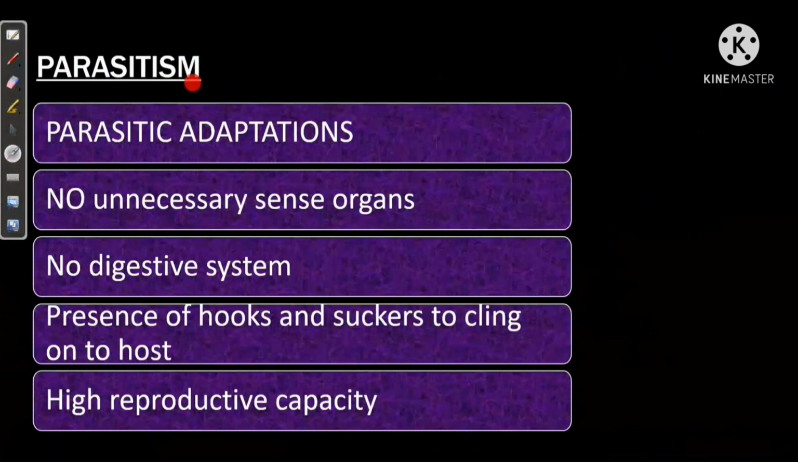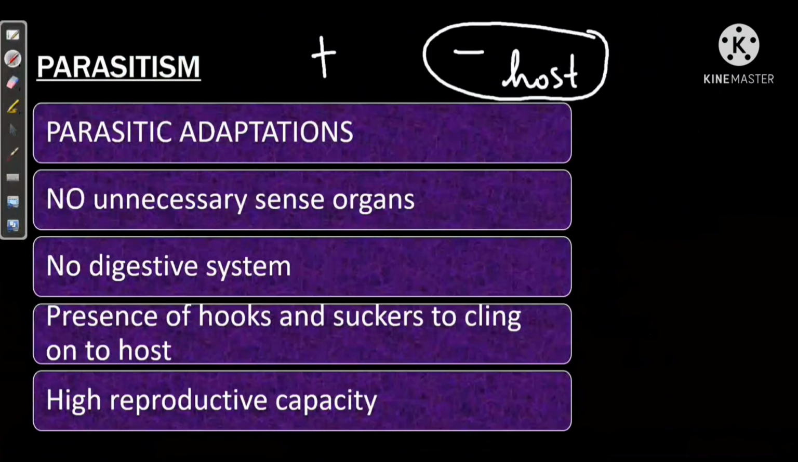Parasitism. Parasitism is another population interaction where one of the species is getting benefited, whereas the other species, which is the host of the parasite, is getting harmed. The host gets harmed, whereas the parasite gets the benefit.